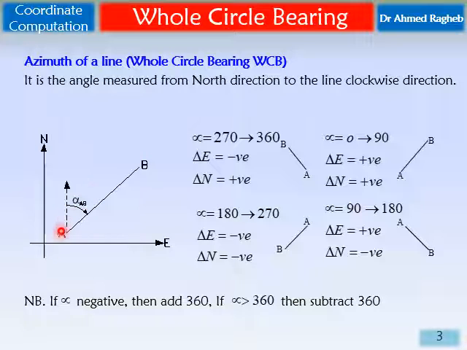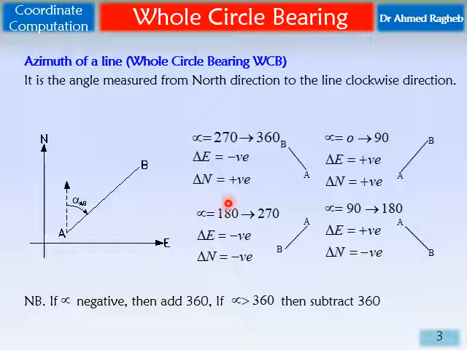If you want to get the bearing of the line AB, then you draw a parallel line to the north direction. The whole circle bearing is the angle from the north direction to the line, measured always in a clockwise direction.